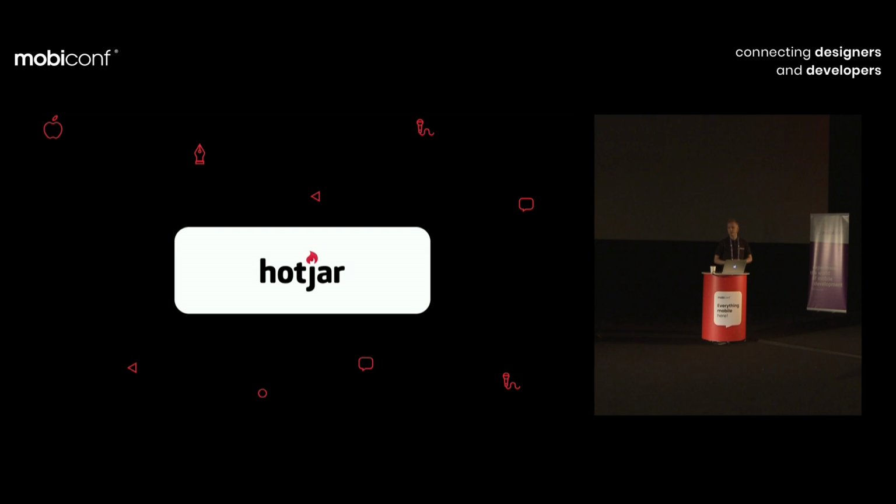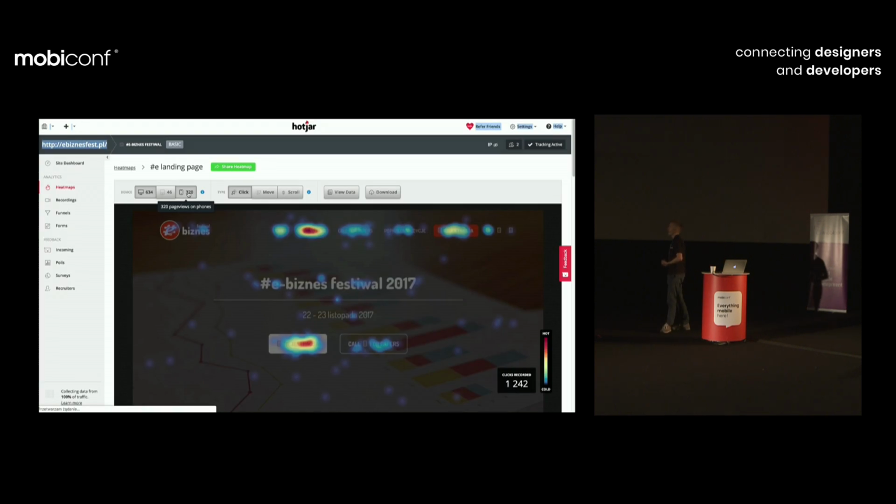Okay, the next tool I want to show you is Hotjar. Hotjar is a qualitative tool. Analytics, and many tools that are used in digital analytics, give you information about trends, about the big picture of your company, of your project. Hotjar is a tool which can be used to understand your users' behavior in a qualitative way.